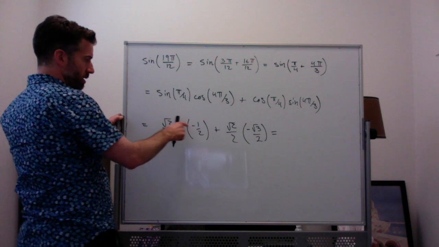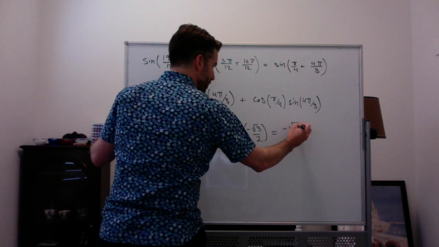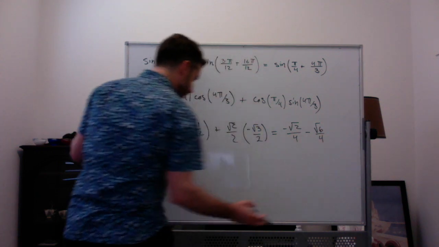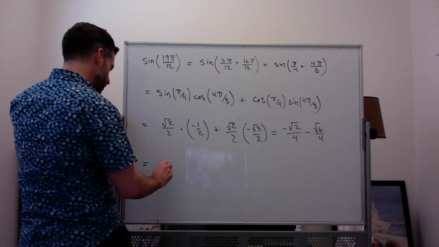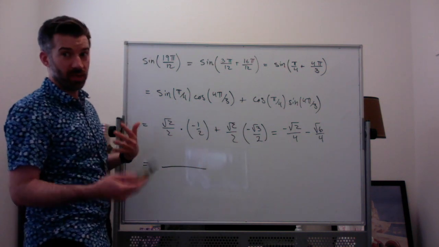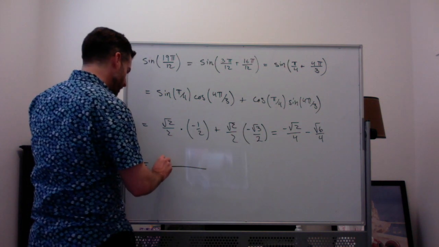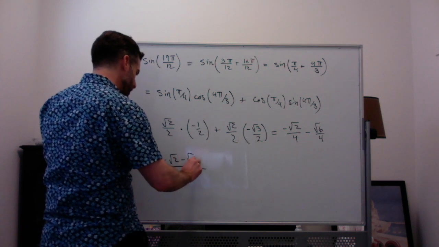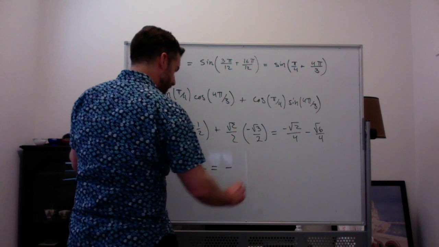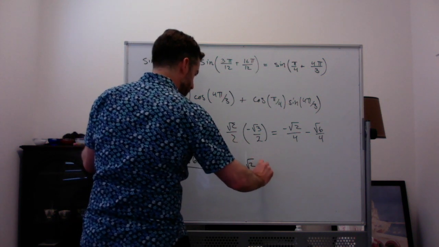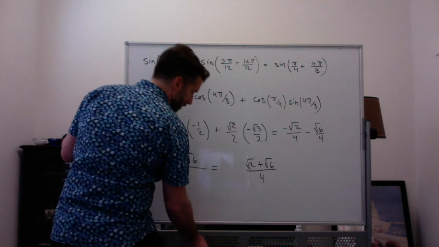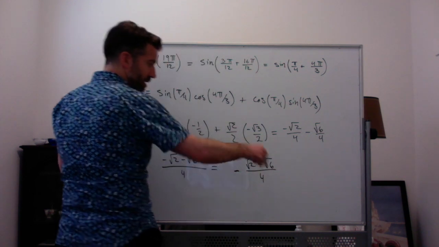So we end up with a negative root 2 over 4 minus a root 6 over 4. You should always write this as one fraction. Again, they're always going to be something with root 2 plus something with root 6. So write this as minus root 2 minus root 6 all over 4. Or you can write it as minus out in front, root 2 plus root 6 all over 4. If you write the minus out in front, it's being distributed to both terms.